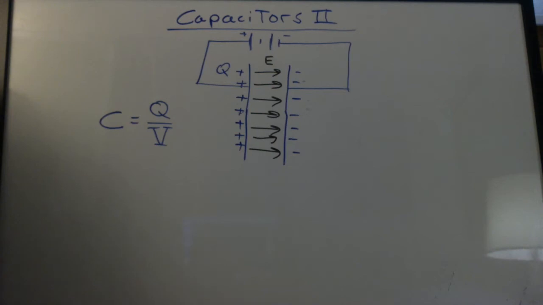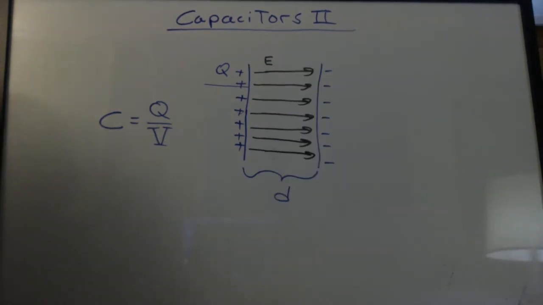Now let's disconnect the battery, which will now keep the charge constant. Now, what do you think would happen if we change the separation distance of those plates? I'm going to drag the plates apart and make D bigger.